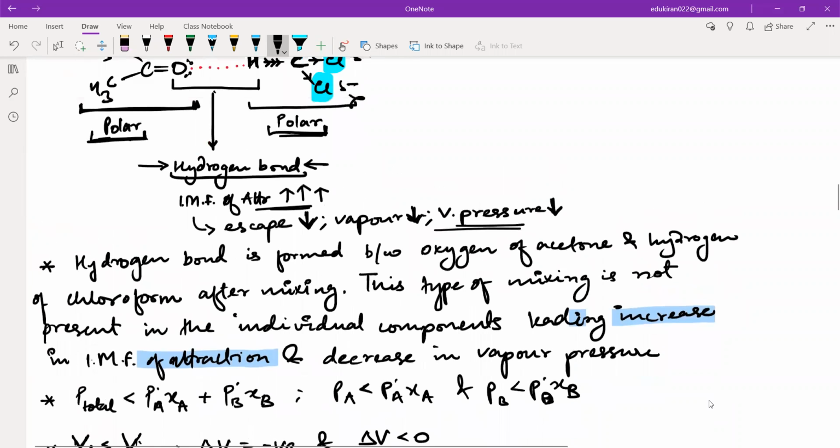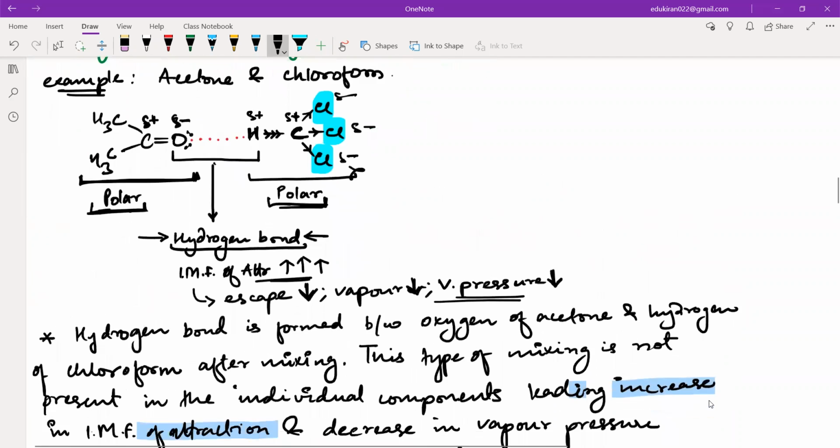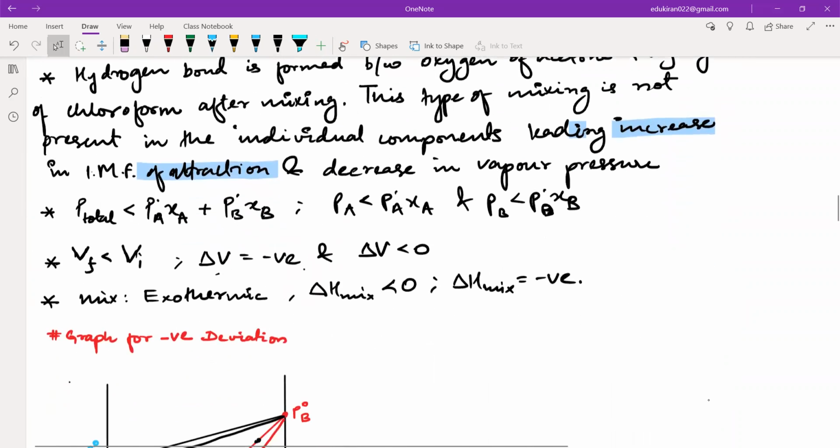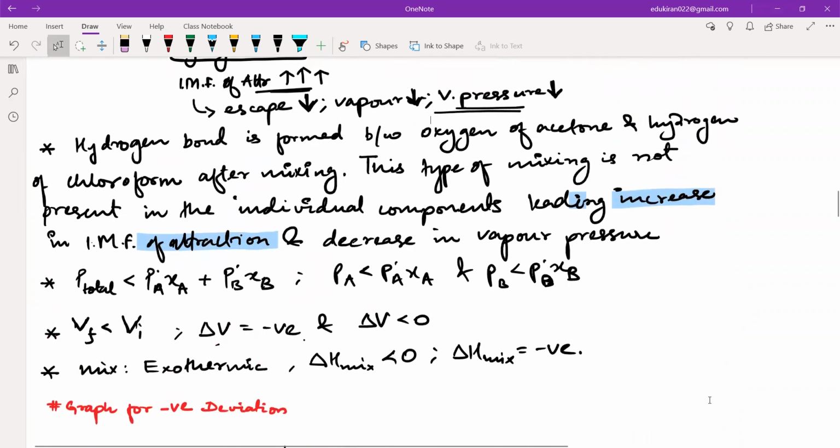Vapor pressure will be lower, right? Yes. Negative deviation. Low. Acha, you were saying low. Okay. So now hydrogen bonding is formed between. Now this is the explanation that we have just said.